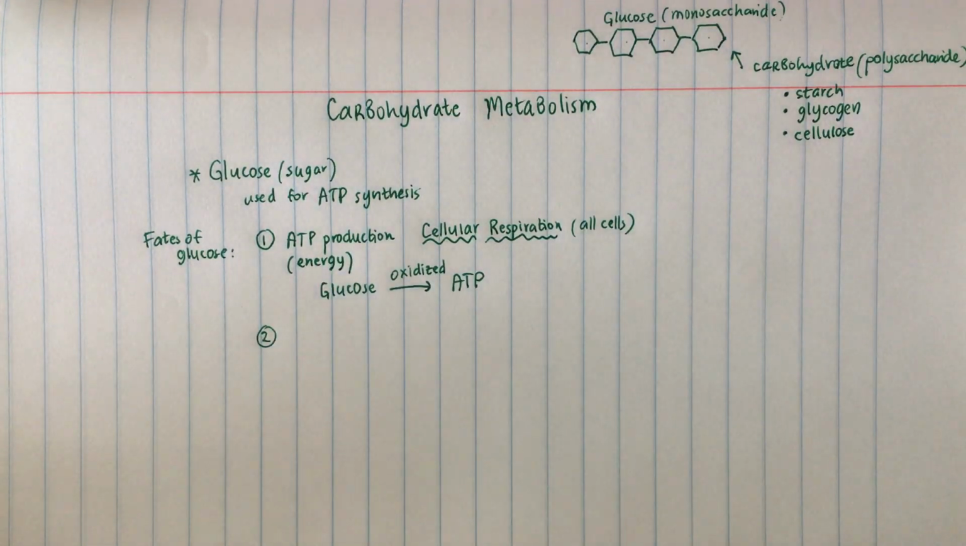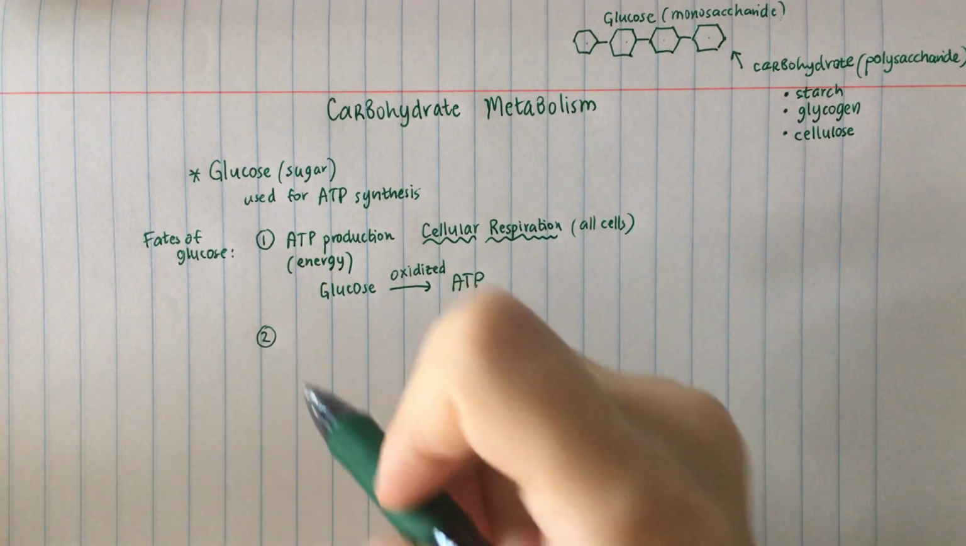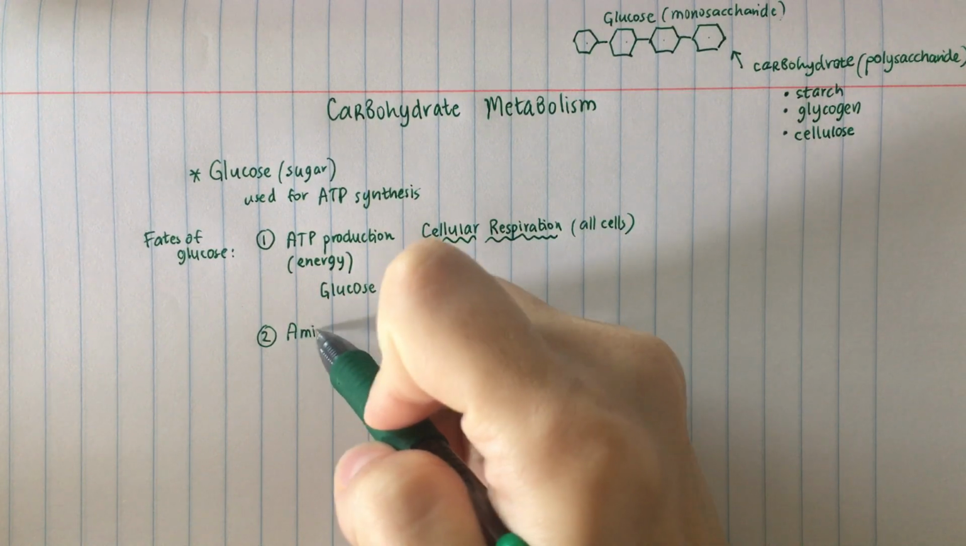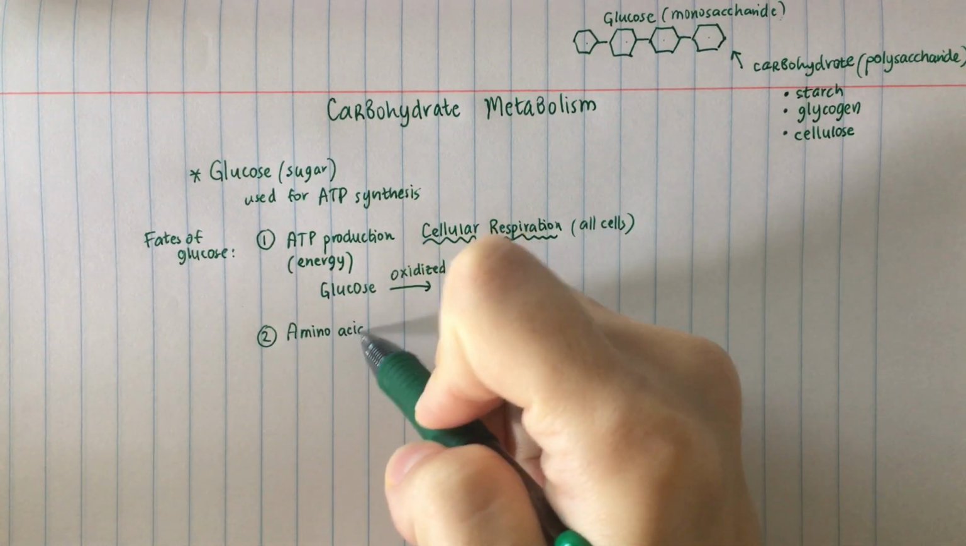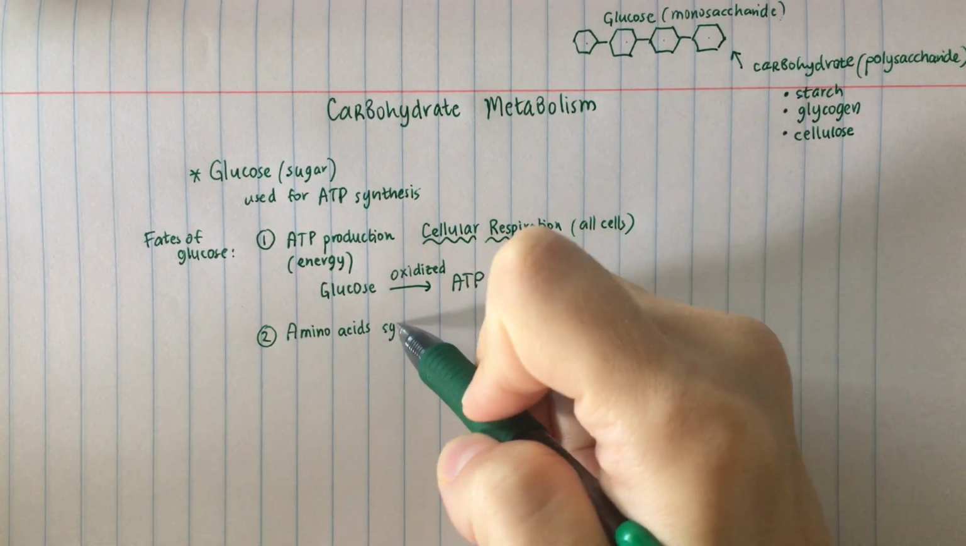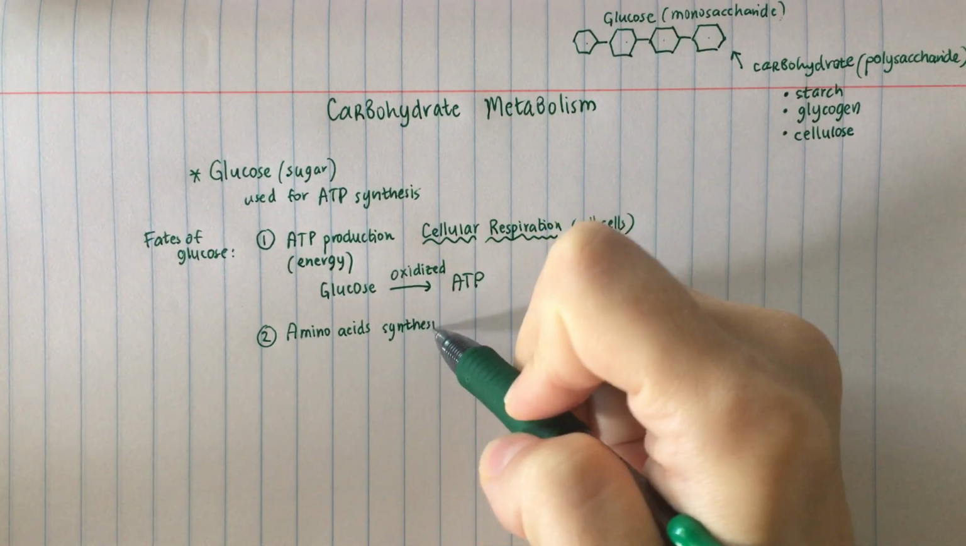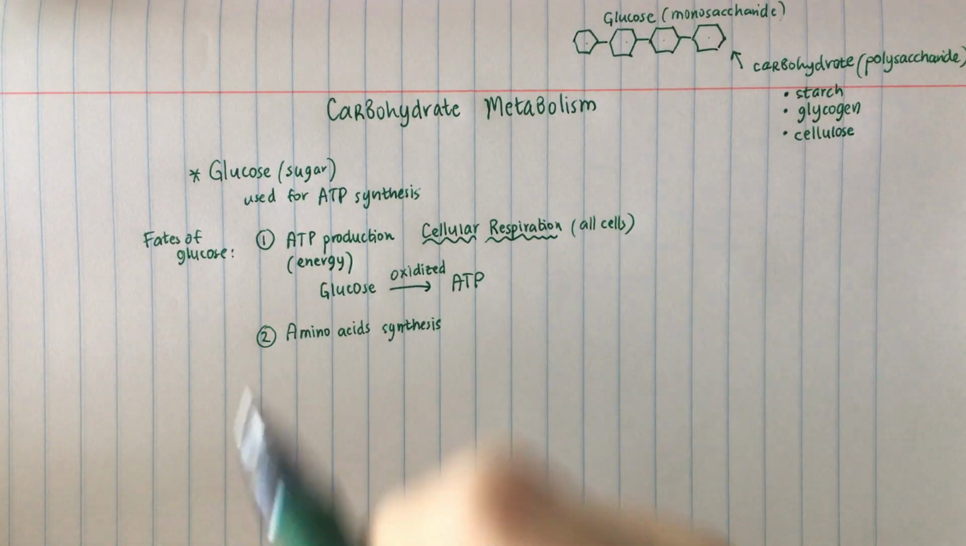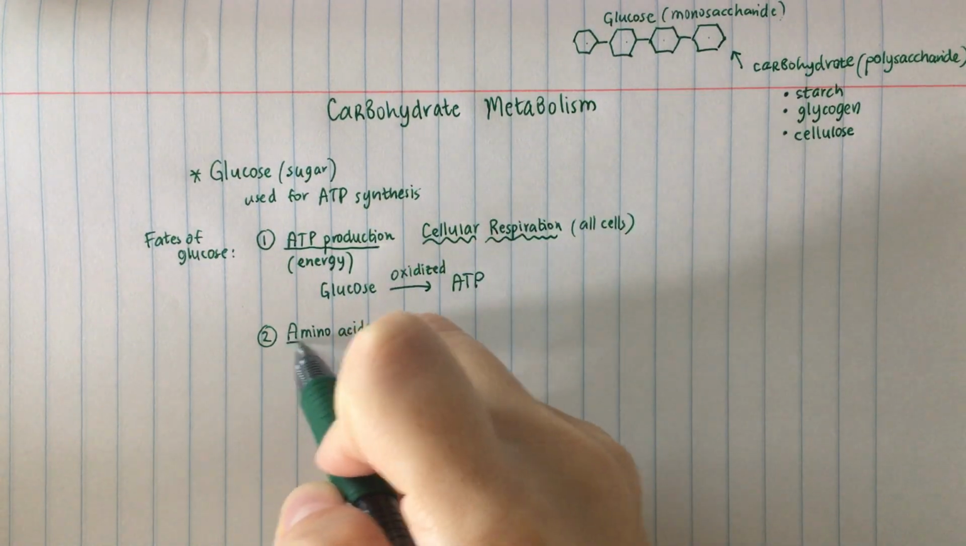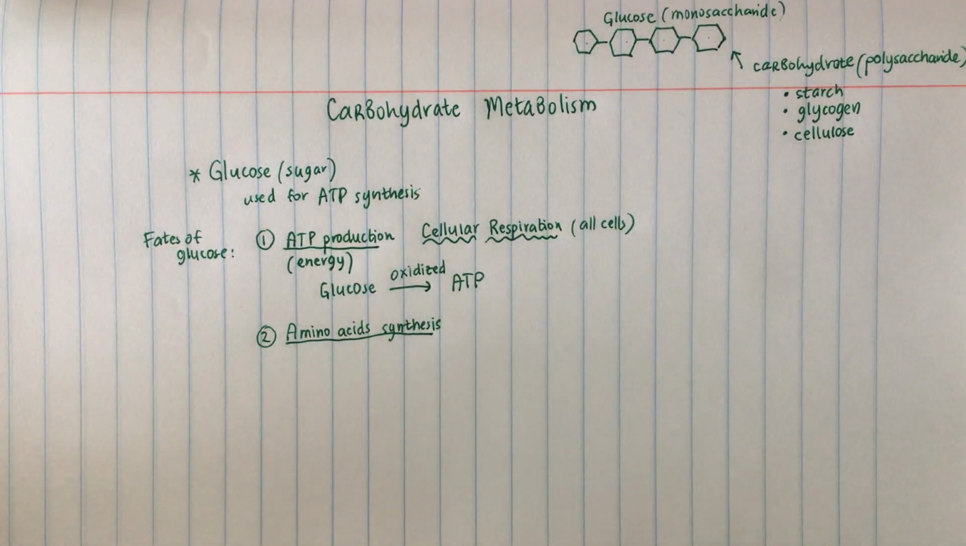The second fate of glucose is the synthesis of amino acids. Amino acids are the molecules from which proteins are made. So ATP production, amino acid synthesis. So cells throughout the body can use glucose to form several amino acids, which then can be incorporated into the protein. So not all amino acids, but certain amino acids can be made from glucose.